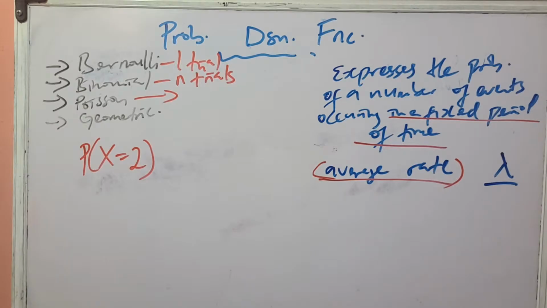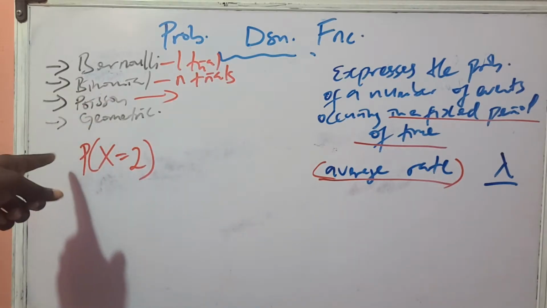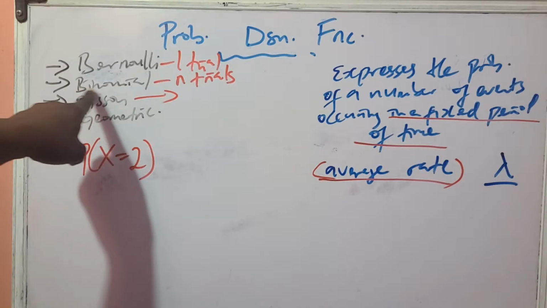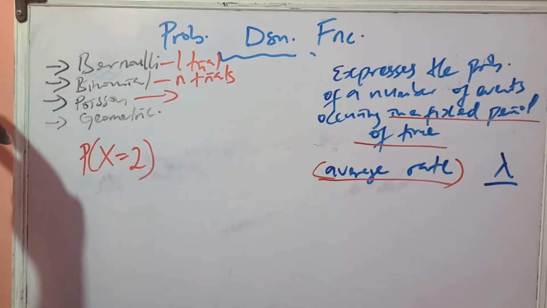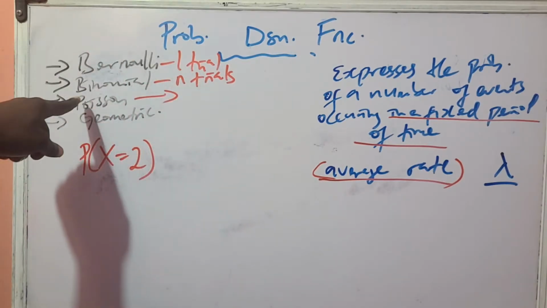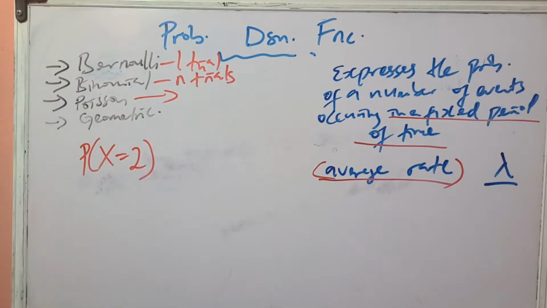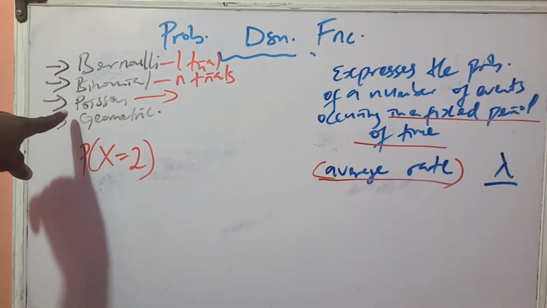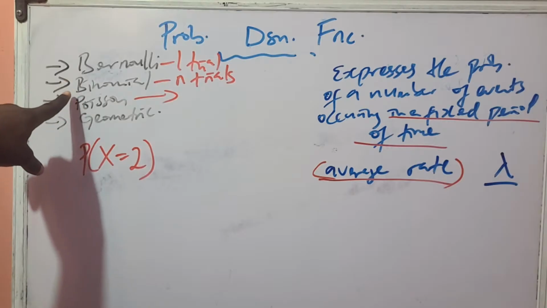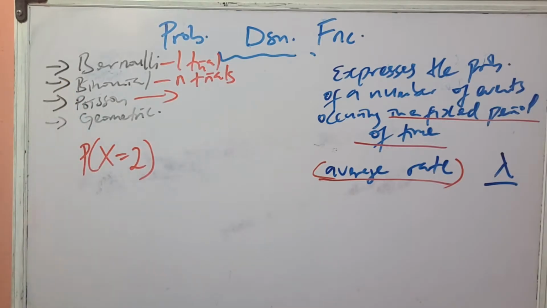I told you already that Bernoulli is one trial. You will see it when you see it. One trial with two possible outcomes. Binomial is n trials with two possible outcomes also. They are very similar. Now, Poisson is not any of those ones, although I'm going to give you very soon the relationship between Poisson and binomial. There's a relationship between Poisson and binomial, which I'll be expressing to you sometime in this class.